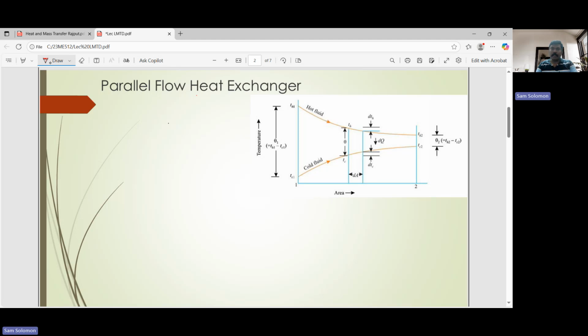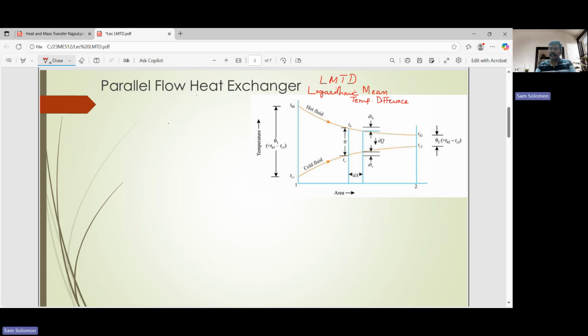Welcome back. In this lecture, we will see the derivation of logarithmic mean temperature difference, LMTD. It is called as logarithmic mean temperature difference. So we will find an expression for this LMTD in the parallel flow and counterflow configurations.